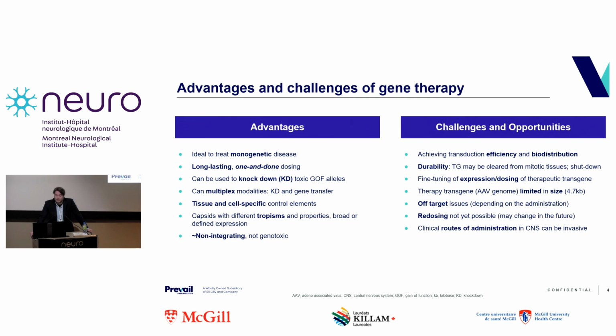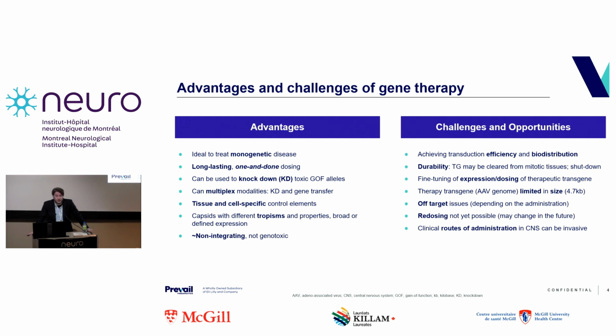Challenges and opportunities. A challenge is to achieve transduction efficiency and biodistribution, wonderfully described before. Durability: the therapeutic transgene may be cleared from mitotic tissues, meaning that this leads to a shutdown of your therapeutic transgene. You need to be cautious with the fine-tuning of the expression of your therapeutic transgene, which is typically achieved through the dosing. While we can do the multiplexing, you are still limited in the size of the transgene, so the AAV genome only permits a 4.7 kilobase transgene. Off-target issues could arise by the way the administration is conducted. Currently, we think about gene therapy as a one-and-done approach, and redosing is not possible.